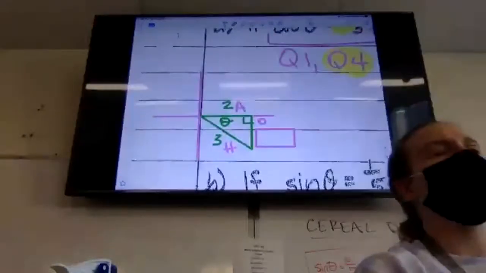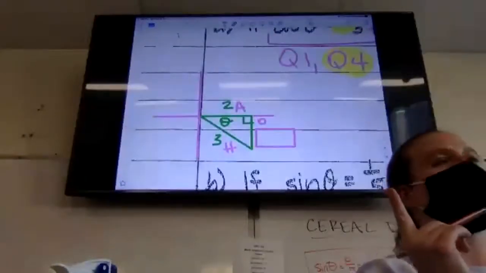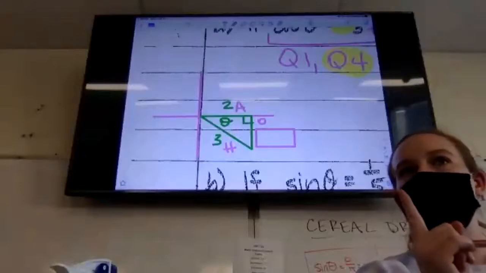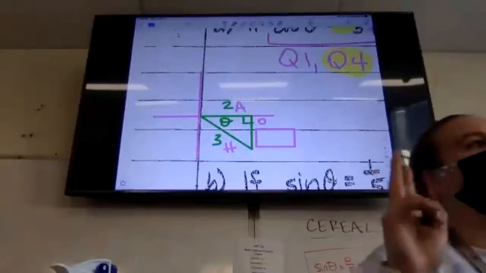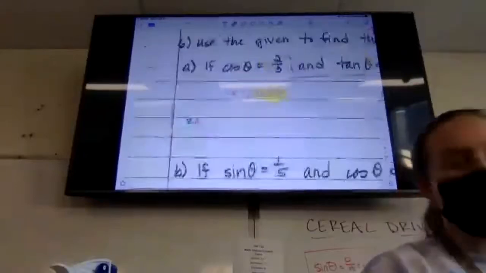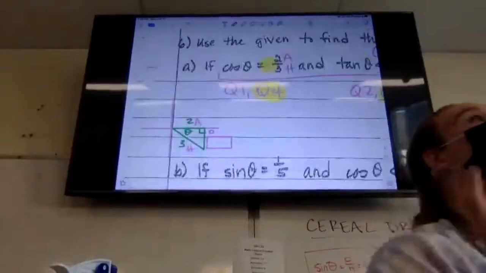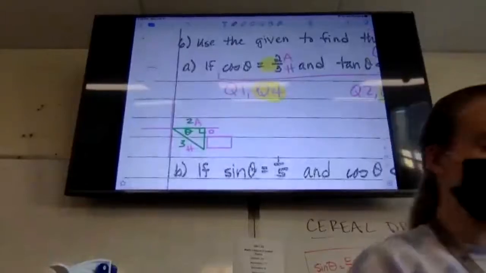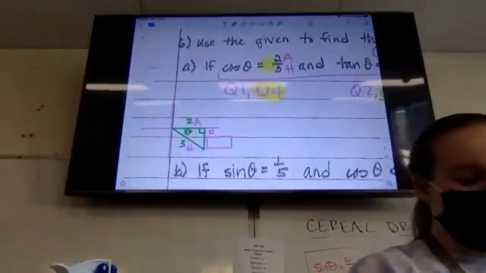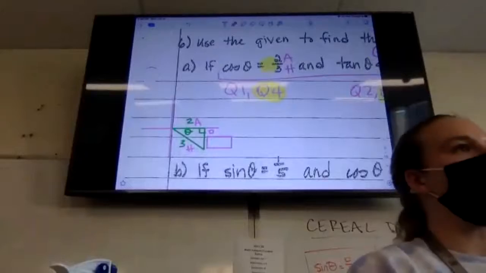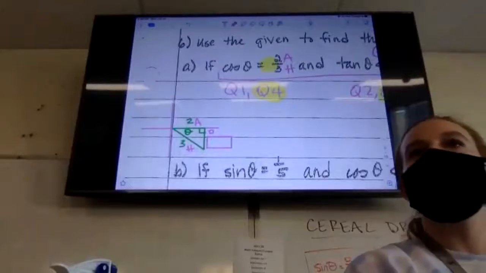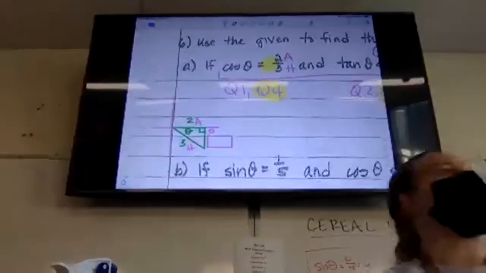Okay, so we figured out what quadrant we're in based on the all students take calculus, which I taught you last time. We labeled our triangle based on cosine is A over H, which I taught you as a sophomore, but we reviewed a few days ago. And then we labeled our triangle based on all this knowledge that we've gained so far. The next step I need to do is find the opposite side. How do I do that?